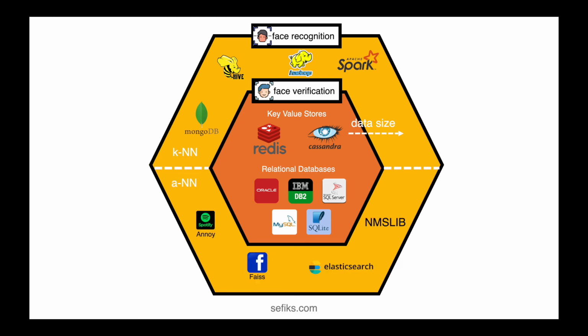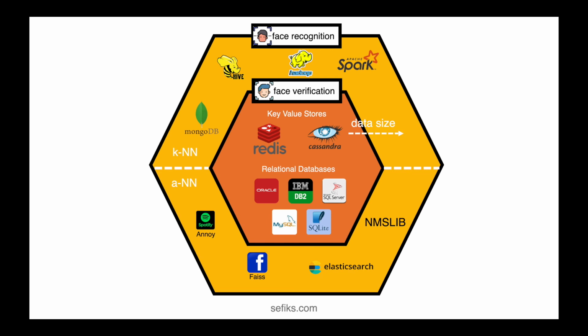On the other hand, approximate nearest neighbor algorithm or shortly ANN has a very low time complexity. Spotify Annoy, Facebook Faiss, NMSLib and Elasticsearch are common approximate nearest neighbor solutions. We can run face recognition for even billions of data with those ANN libraries very fast.